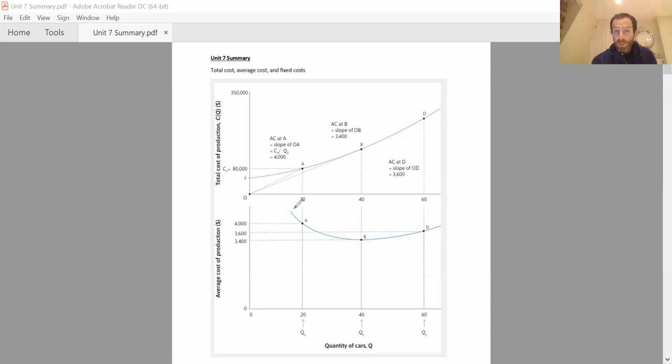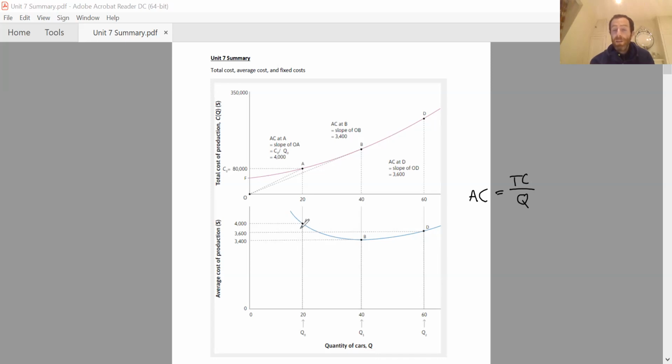Average cost is defined, unsurprisingly, as total cost divided by quantity of output. Using the total cost curve, we can work out what average cost will be at different levels of output. This is done in this diagram by taking 3 examples. We look at point A, where the total cost is 80,000 to produce 20 units of output. So the average cost is 80,000 divided by 20, which is 4,000. At 20 units of output, average cost is 4,000.